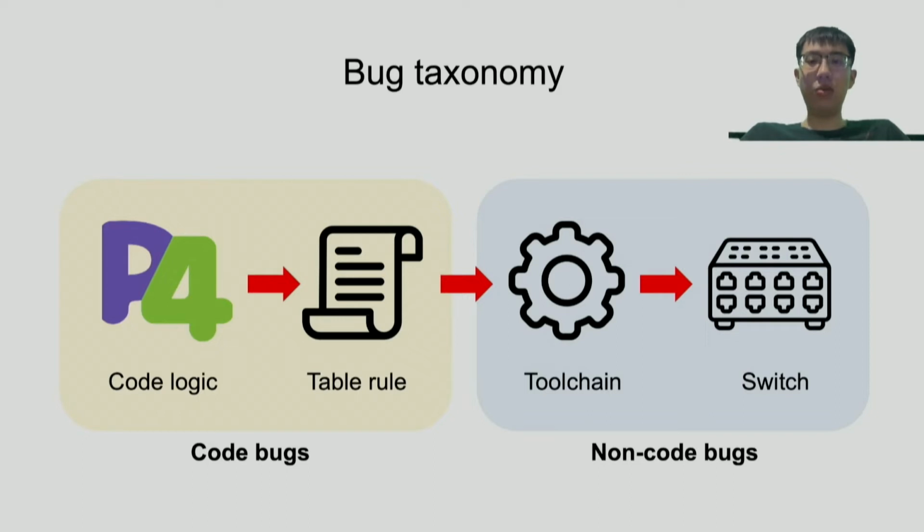Non-code bugs include bugs in the toolchain and bugs in the hardware target. For example, compiler bugs and incorrect compilation flags are non-code bugs. You will be familiar with them if you have some experience in P4 development. Non-code bugs are more difficult to identify and resolve because developers are usually unfamiliar with compilation settings and compiler implementations.